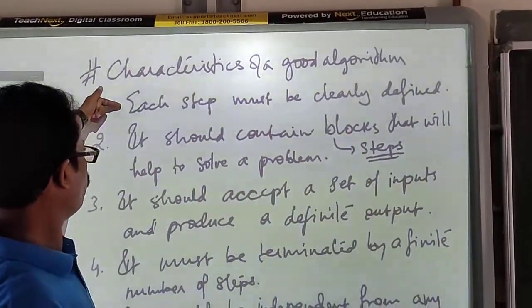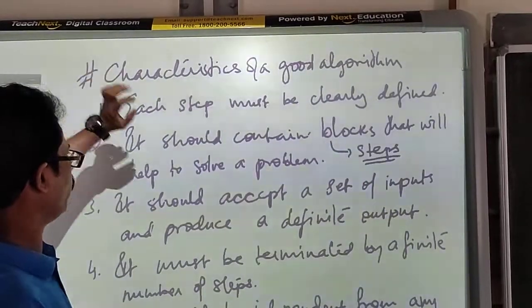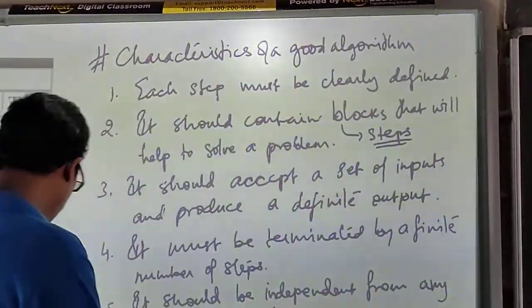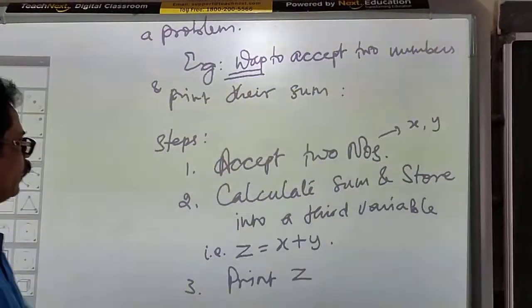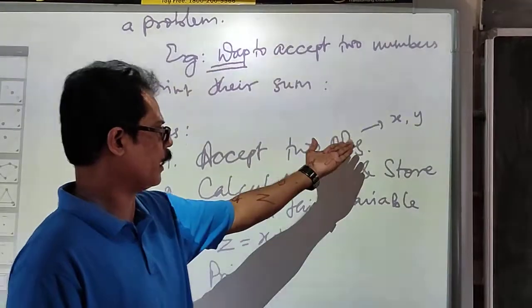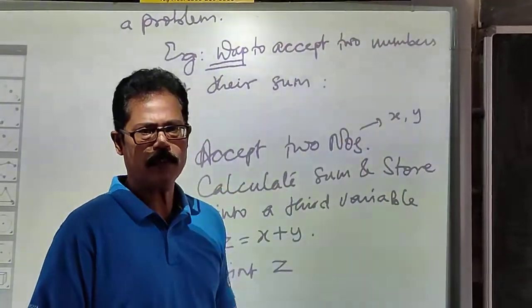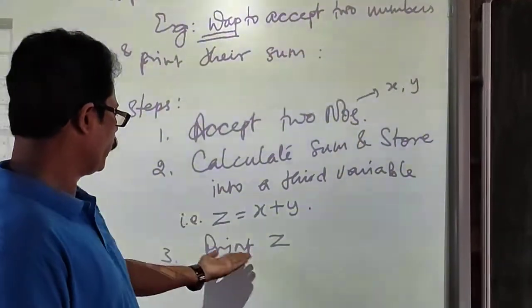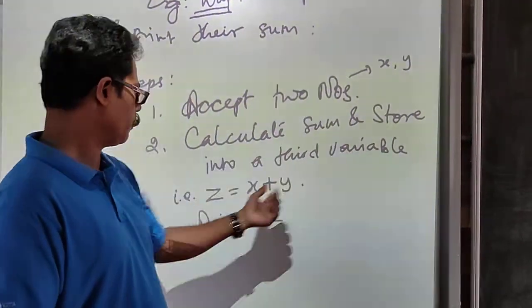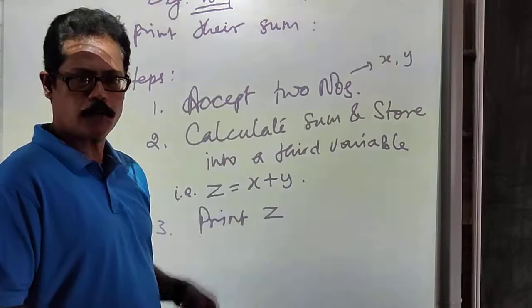Then next one, let's come down to the second one. Each step must be clearly defined. So when you write them, please remember that you define them very clearly. Now here, see, accept 2 numbers. I can accept 2 numbers. I can assign 2 variables here, x and y. Or you write over there print z. Or you write over there calculate sum and store into a third variable called z. So this way also we can do it.